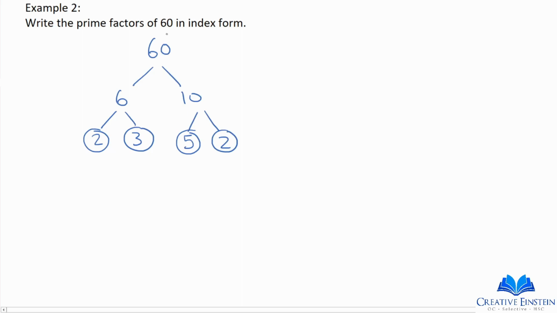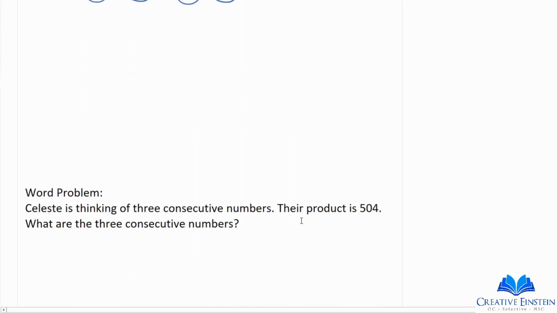So I need to write 60 as a product of prime factors. So 60 equals. Now you need to always write the numbers smallest to largest. So my smallest number is 2, and there are 2 of them. So 2 to the power of 2 times 3 times 5. And I'm done. Okay, moving on to my final example.